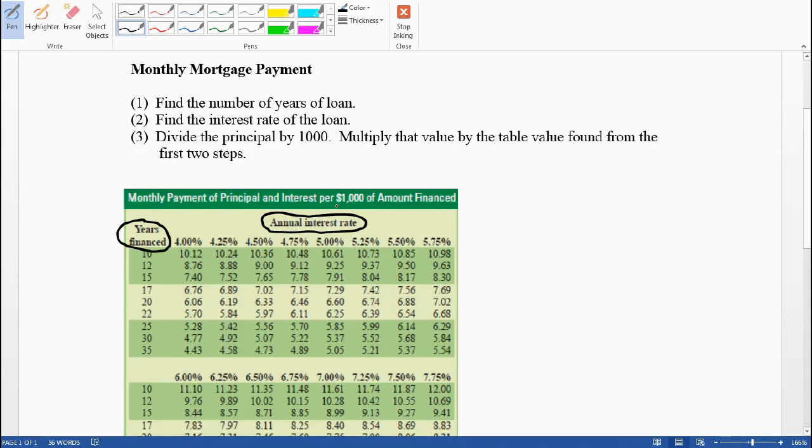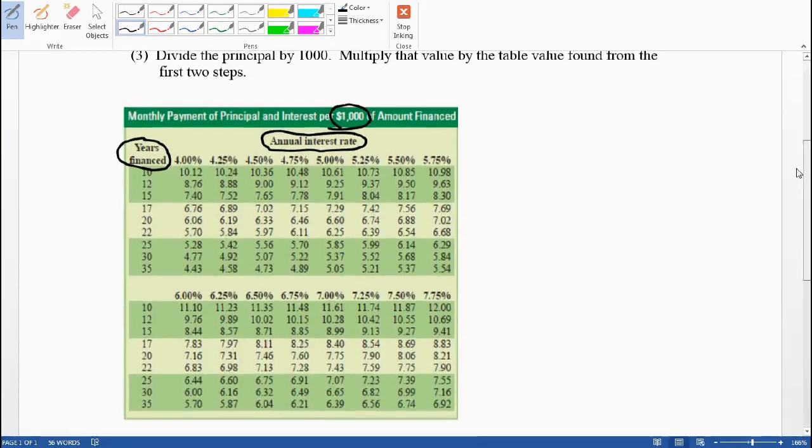Now the only other thing you have to worry about is this is per 1,000. So what that means is you're going to take your principal that's given, or the amount of the loan, and divide it by 1,000. And then multiply that by the table value found from the first two steps. May not make any sense, but it will with an example.